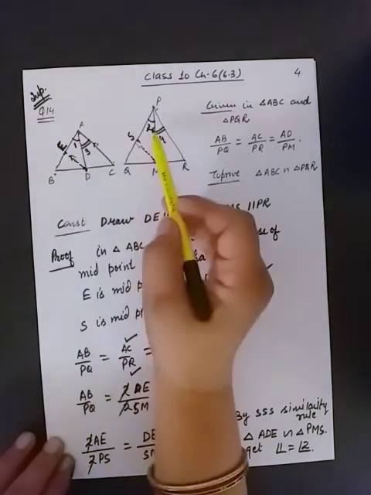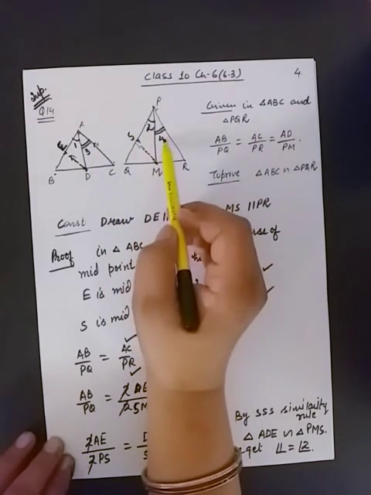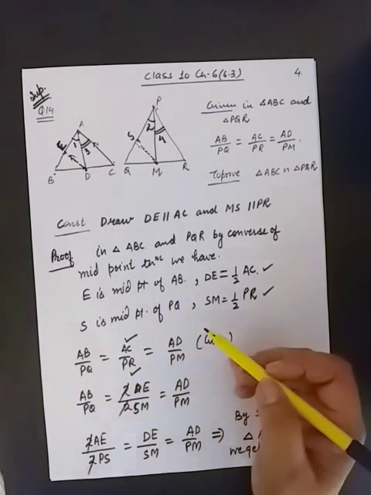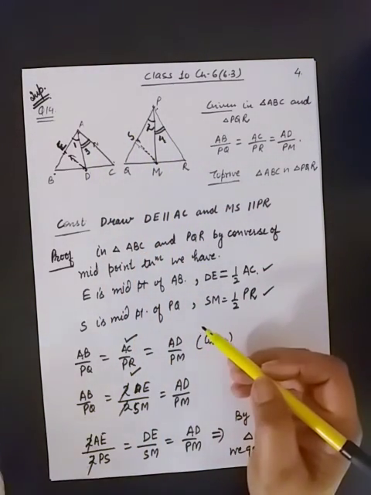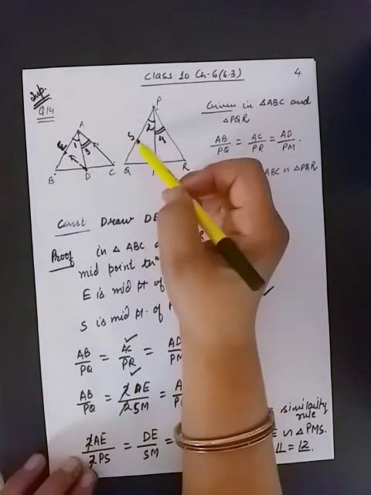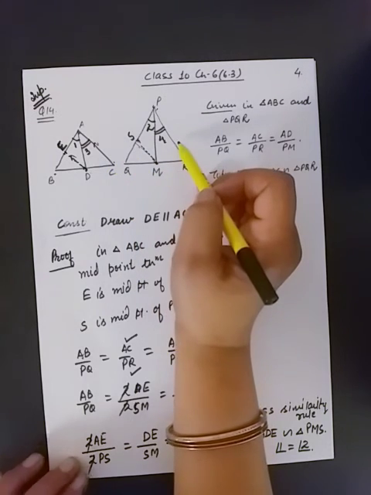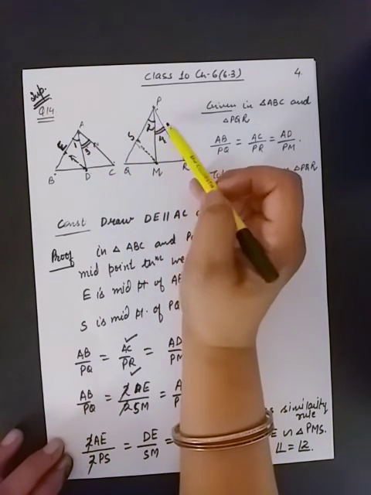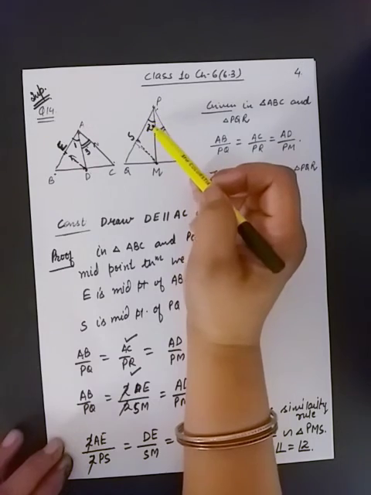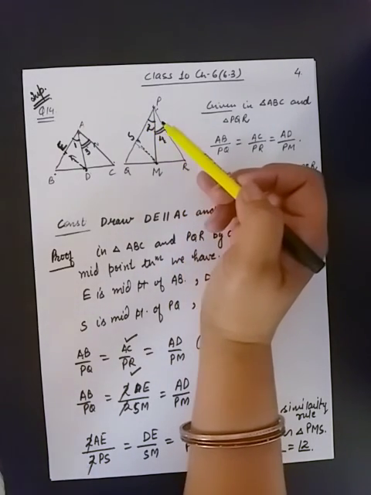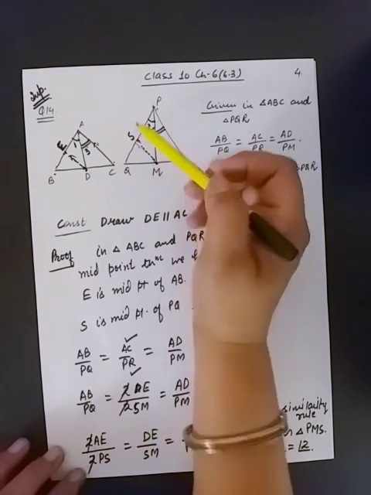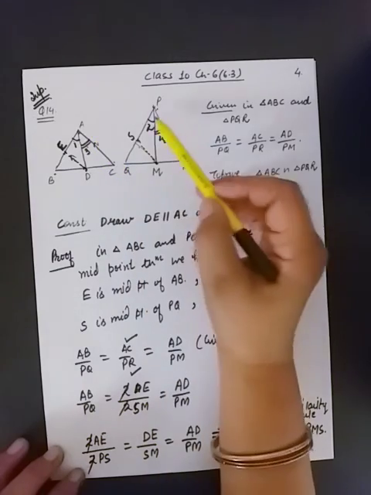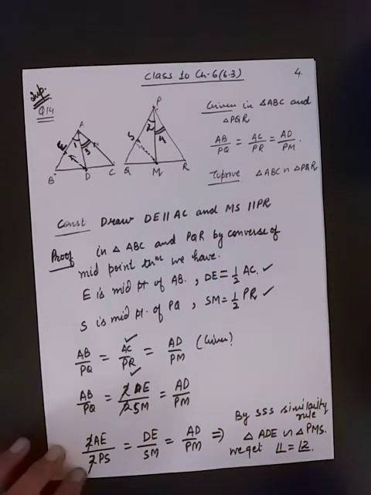Now angle 1 is equal to angle 2 and angle 3 is equal to angle 4. Therefore, on adding these angles, we will get angle A is equal to angle P, and AB by PQ, AC by PR is already given. Now we have angle A is equal to angle P, and angle A and angle P are included angles. So by SAS similarity rule, triangle ABC will be similar to triangle PQR.